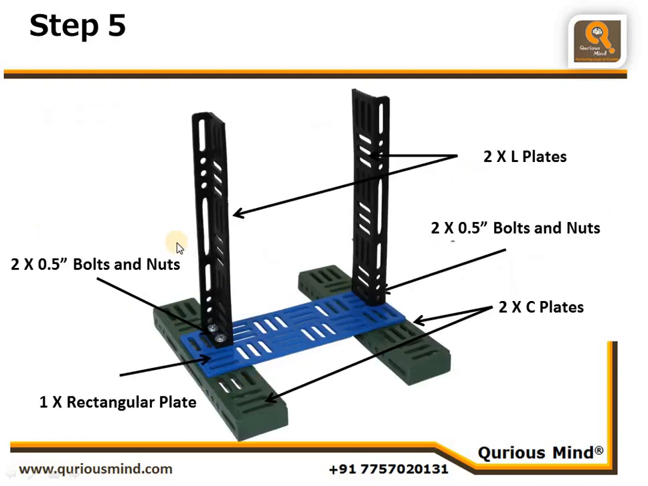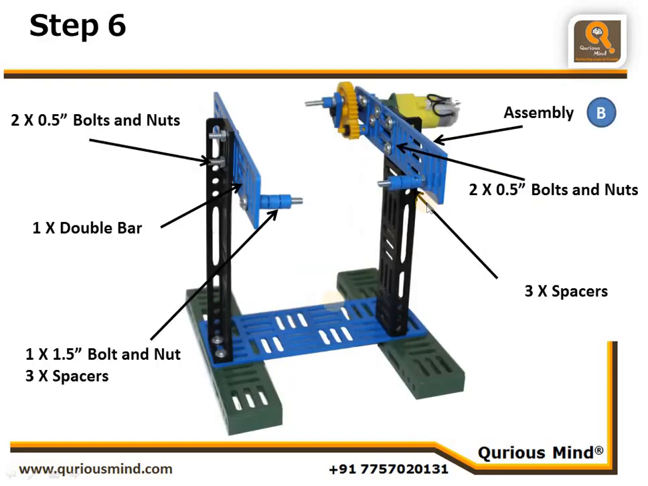This creates the base and mast. For the base we have used C plates, for the mast we have used L plates. The flat surfaces of the L plates are facing each other inside. We have connected this L plate and this rectangular bar to this C plate using 2 nuts and bolts on both sides. This creates a structure which holds the swing.